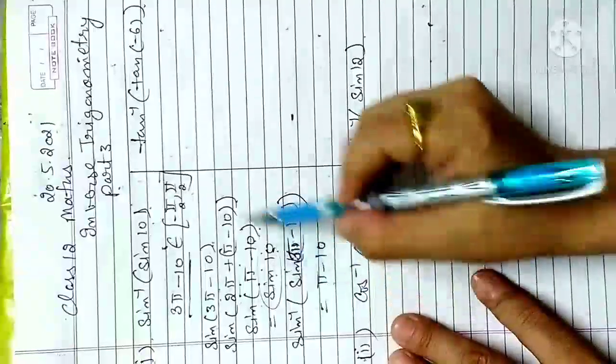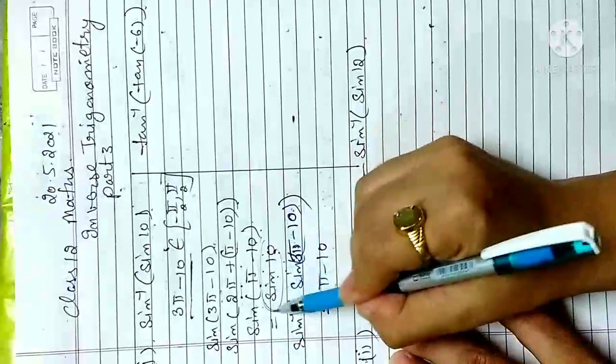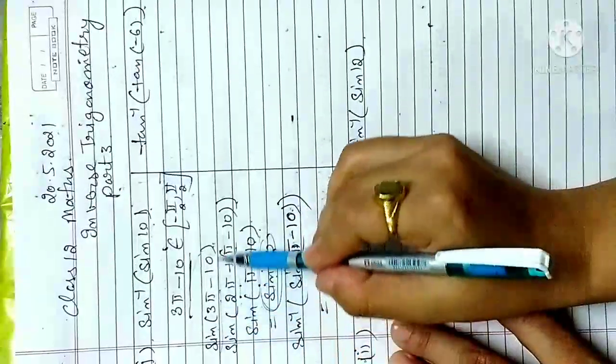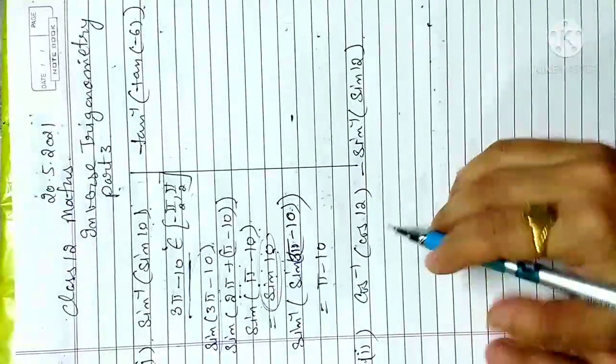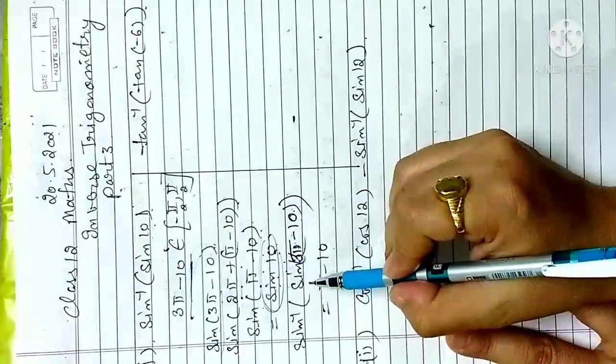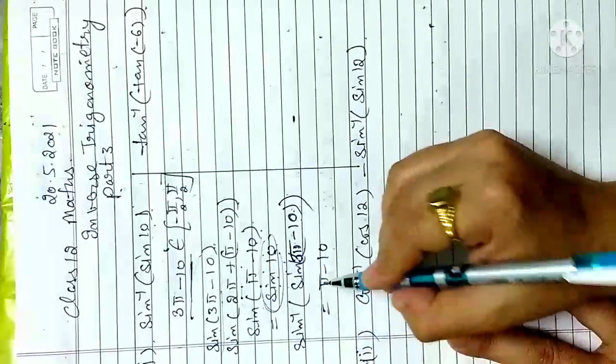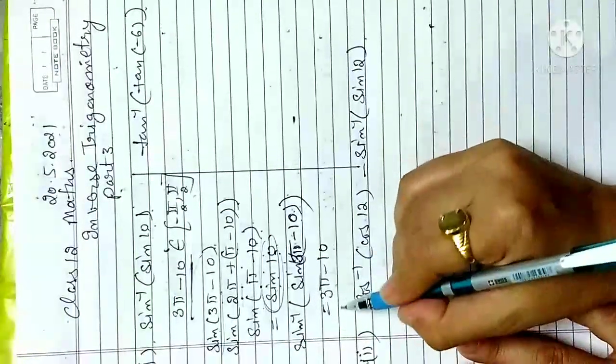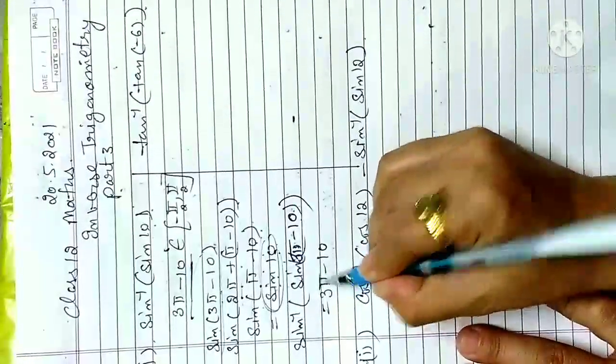So instead of sine 10 here we apply sine 3 pi minus 10, because sine 10 is the value of sine of 3 pi minus 10. Now what you will do, you will cancel this sine inverse and your answer will be 3 pi minus 10.